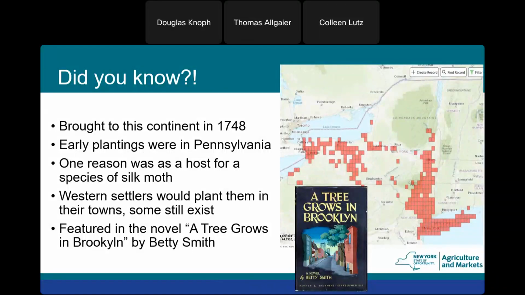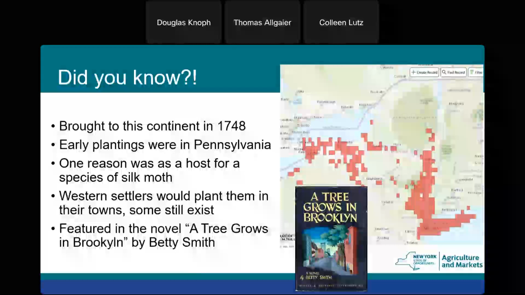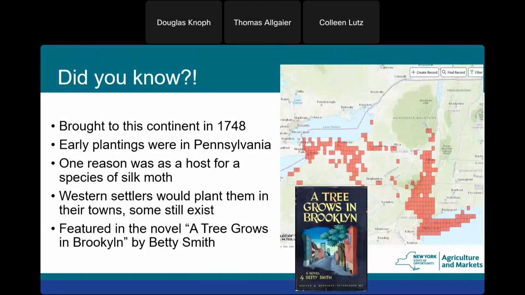The tree was first brought to North America in 1848 as an ornamental and shade tree. Many plantings were made in Pennsylvania, and a lot of those plants were carried out west for very fast-growing shade trees. It was also brought in as food for silk moth. They thought it would be a viable host for silk moth production in the U.S. at that time. Western settlers, as I mentioned, carried the trees out there because they needed quick-growing shade trees.